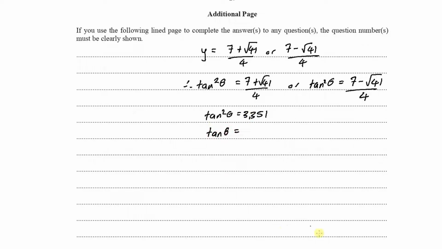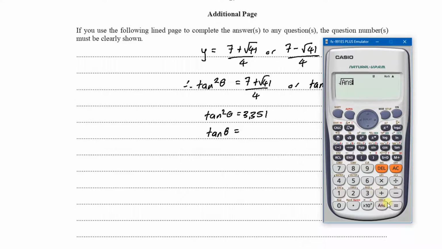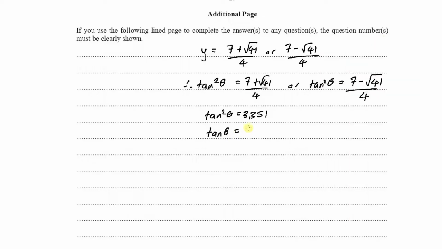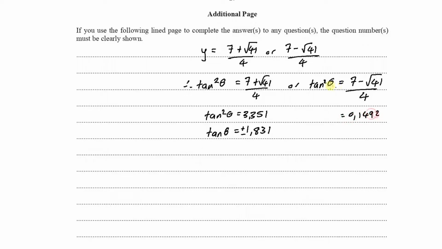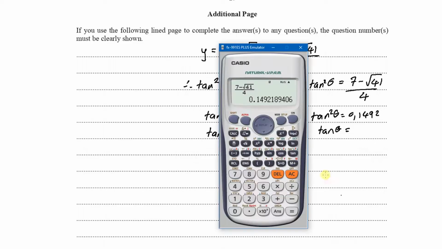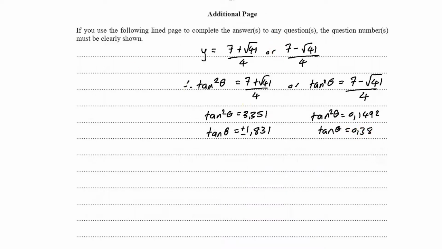So tan theta will be the square root of this. So we just say square root, and we get 1.831, and that's going to be plus or minus here. And for tan squared theta is equal to 7 minus root 41 over 4, let's type that in. So we're saying 7 minus root 41 divided by 4, and this gives us 0.1492, so that's tan squared theta. Therefore tan theta will be the square root of this. So square root, and we get 0.386, and it has to be plus or minus.